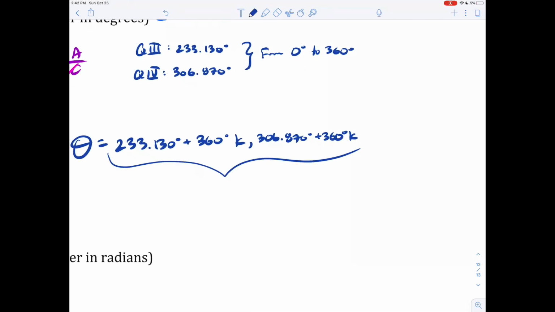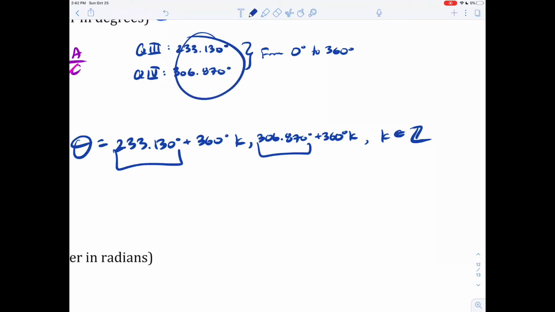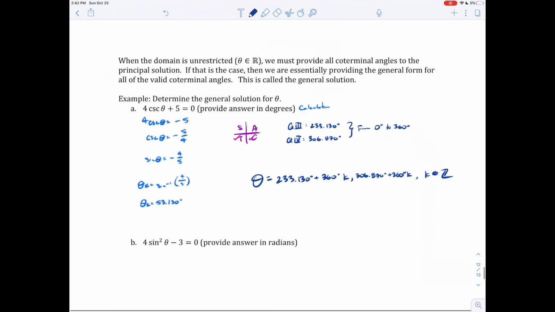If we're introducing k, we do have to specify what it is. So theta could be those things as long as k is an integer. That is our answer. So our base version is there, which came from here, and then adding any multiple of 360 to get something coterminal.